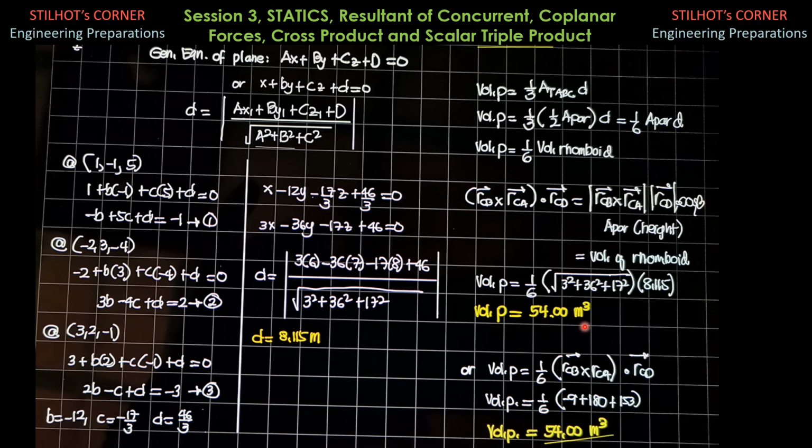Then, if we use the result of this scalar triple product, volume of the parallelepiped 1/6 quantity RCB cross RCA dot RCD, take note that we evaluated the value of RCB cross RCA dot RCD, rather. The result was scalar, -9 plus 180 plus 153 from the preceding slide, and divided by 6, so the volume is also 54 cubic meters.